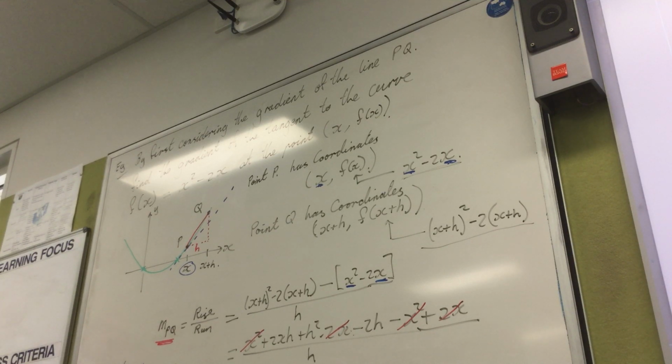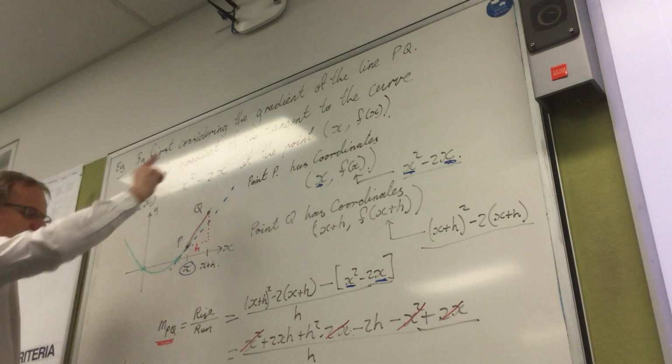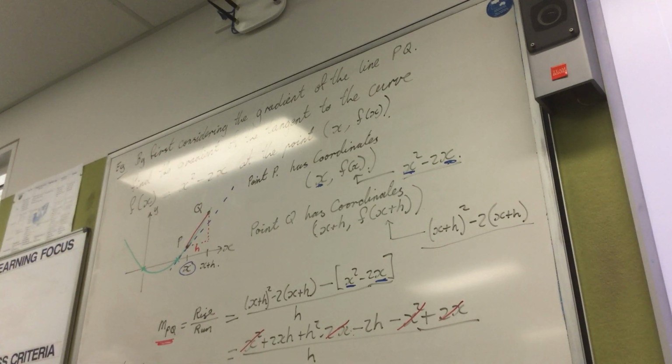So this little expression here, 2x minus 2, is the gradient of the tangent to the curve, anywhere on the curve. If you have a particular x value, say 3, you would just substitute 3 in there to find the gradient. And it's also known as the derivative.